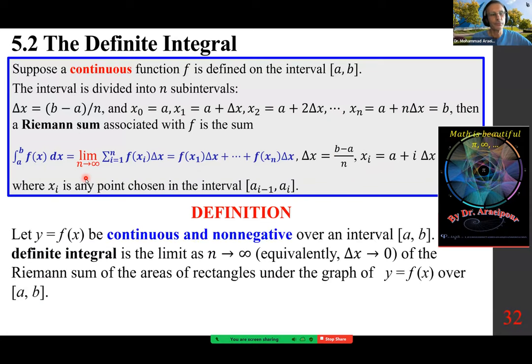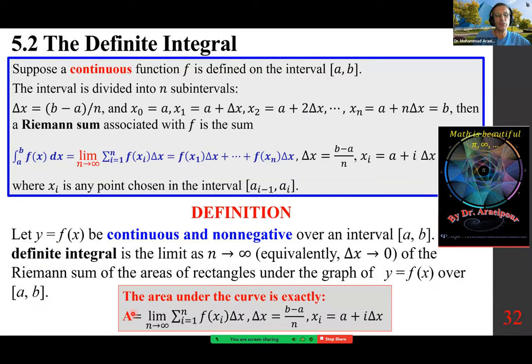So, let y equals f of x be a continuous and non-negative function over an interval of a to b. The definite integral is the limit as n approaches infinity. Equivalently, you can say delta x approaching 0 of the Riemann sum of the areas of rectangles under the graph of y equals f of x over the interval of a to b. And that is the precise definition of the area under the curve, as long as the function is continuous and non-negative. Otherwise, it becomes the difference of areas.